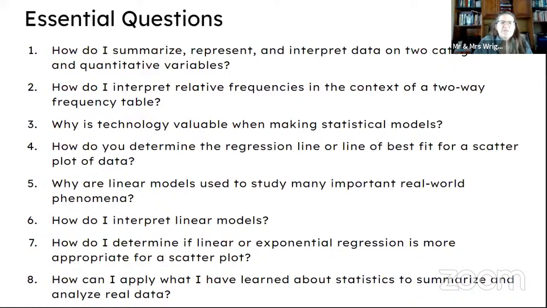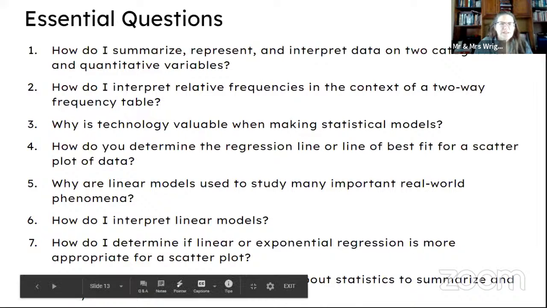What technology is valuable when making statistical models? How do you determine the regression line or the best fit line for a scatter plot of data? Why are linear models used to study many important real-world phenomena? How do I interpret linear models? How do I determine if a linear or exponential regression is more appropriate for a scatter plot? How can I apply what I've learned about statistics to summarize and interpret the data?